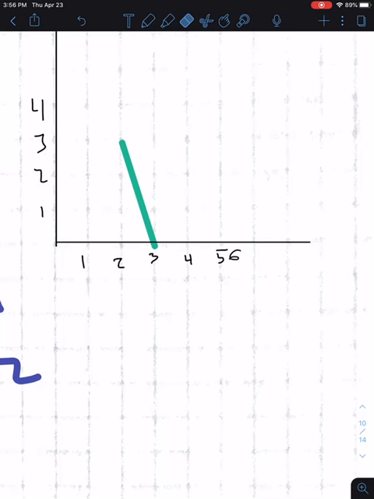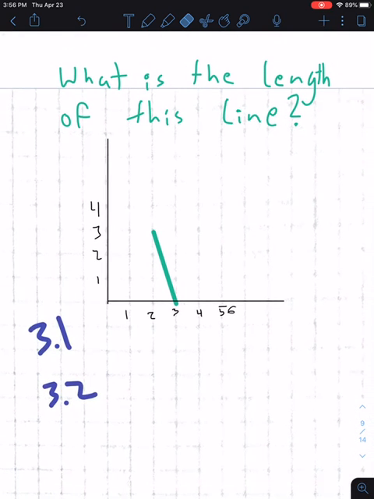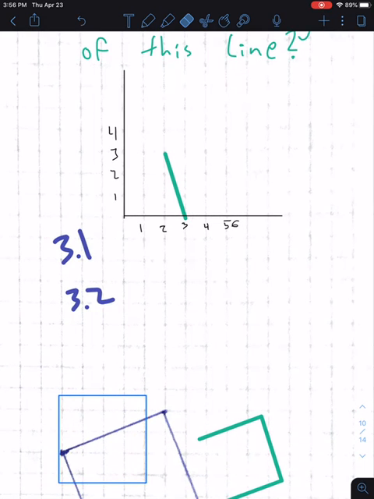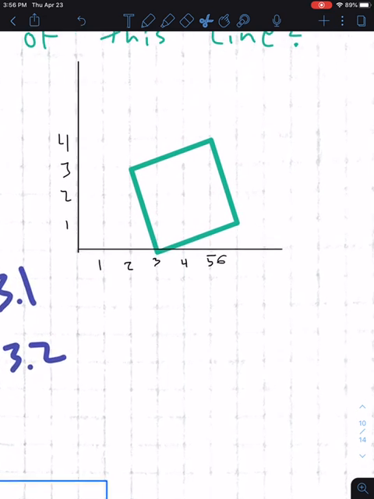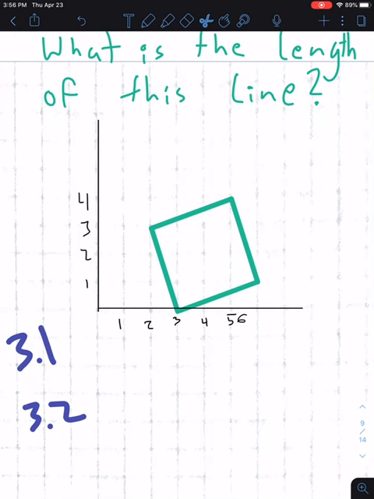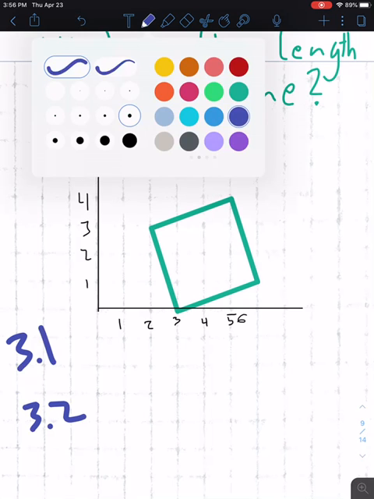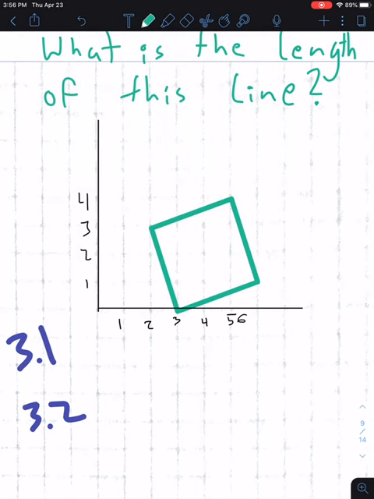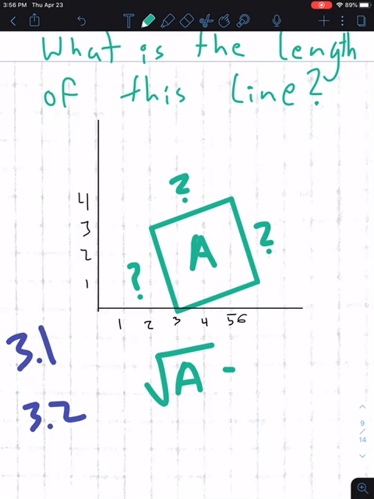But let's talk about this tilted squares idea. If we were to make this line into a tilted square, we've got the rest of it down here. Now we have a tilted square. We've drawn a tilted square from that line. This means that all of the other lines are the same length as this one. We don't know what that length is, but we know they're the same. So if we were to find the area of this square, we could take the square root of that area and figure out the side length, whether it's 3.1 or 3.2, or if we just got that first part totally wrong.